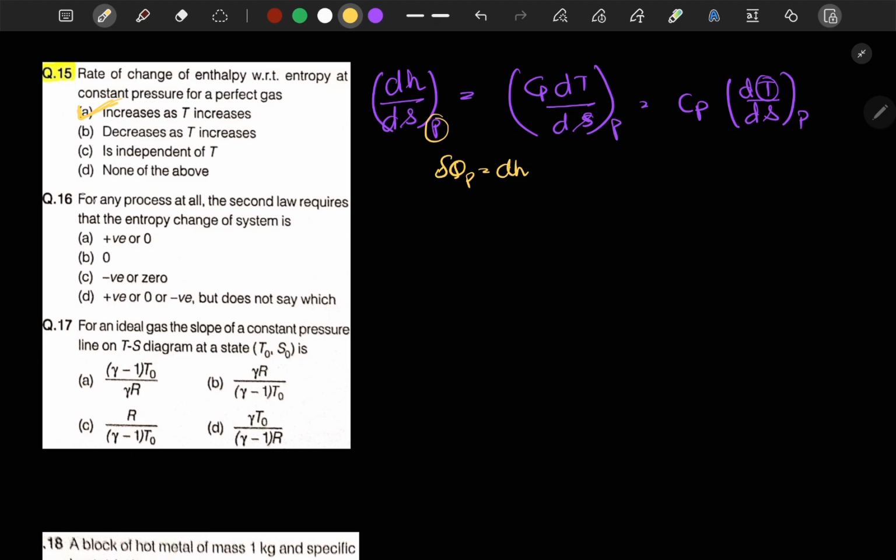Okay, now this small heat can be written in terms of entropy as T times of dS, using delta S is equal to del Q by T. Okay, so if we substitute this here, we can get that dH by dS at constant pressure is equal to T only. Okay, so from here we can directly see that it is directly proportional to temperature.